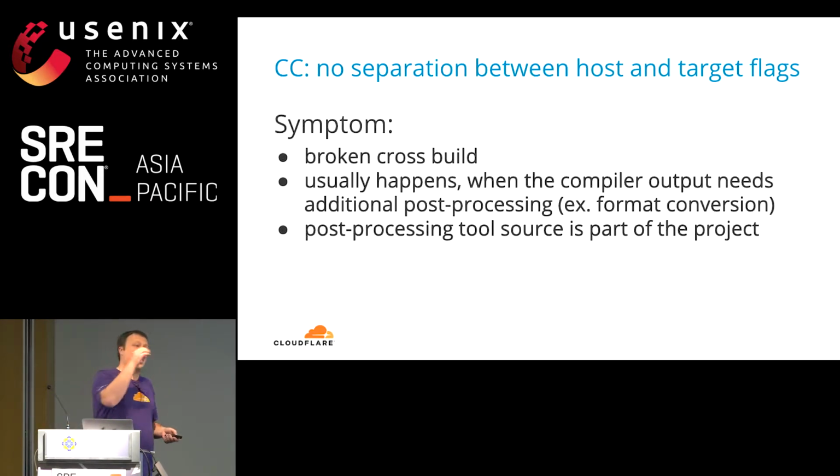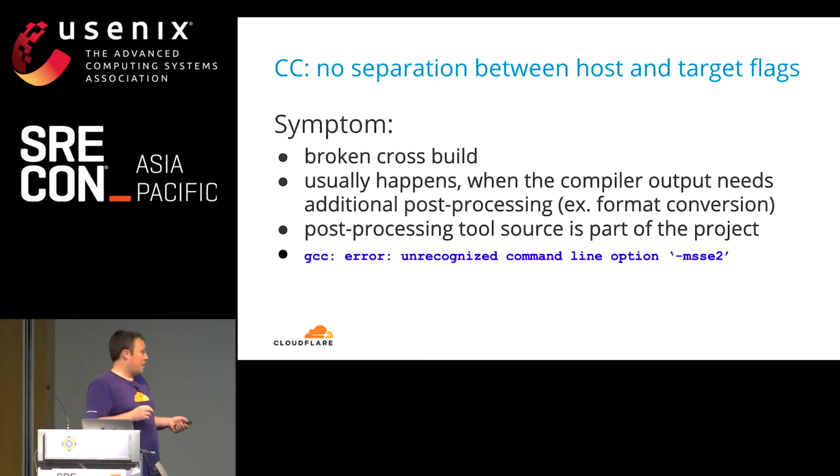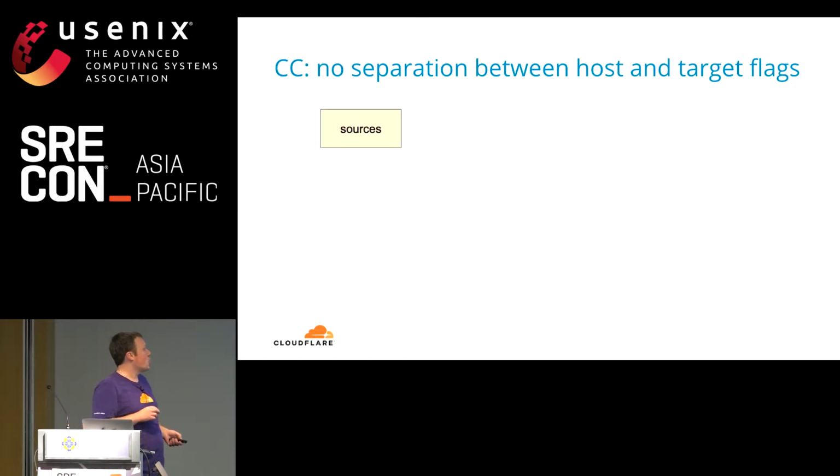So your build system compiles the target code, compiles the post-processing tool, and then uses the post-processing tool to process the final artifact. The error will look similar. You also get this unrecognized command line option. So the overall build systems look something like that.